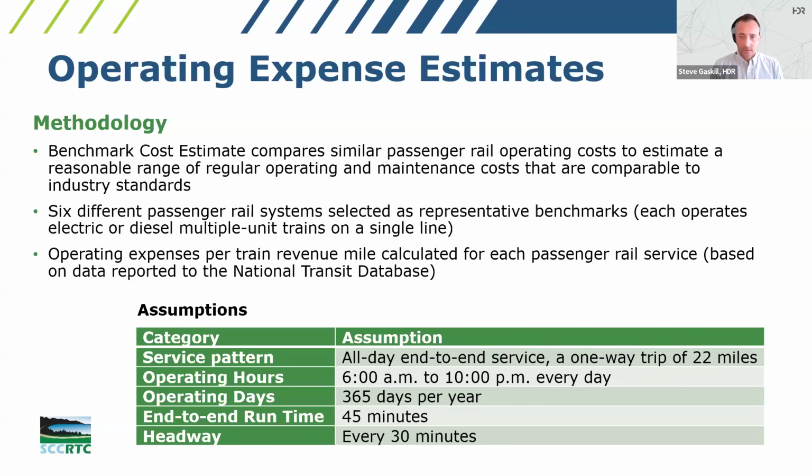And then we took their annual operating expense as reported to the National Transit Database and calculated that in terms of per train revenue mile. So the assumptions that we made is that this would be an all-day end-to-end service. So that means trains run from Pajaro to West Santa Cruz every time. It would operate from 6 a.m. to 10 p.m. every day of the year, with an approximate end-to-end runtime of 45 minutes and a headway of 30 minutes. So a train would be arriving every 30 minutes in each direction. Next slide, please.